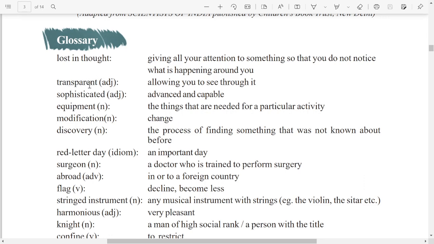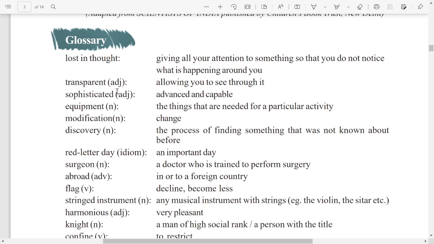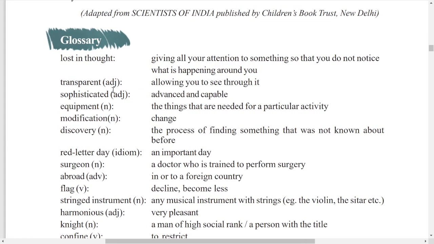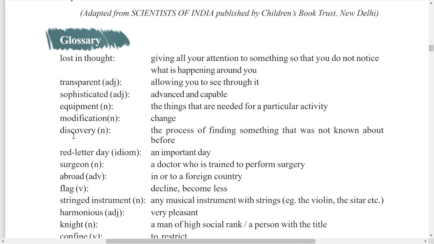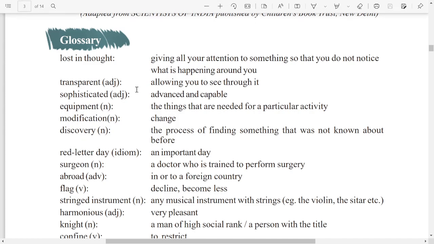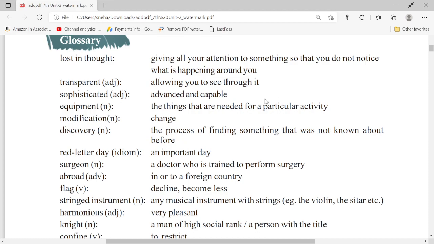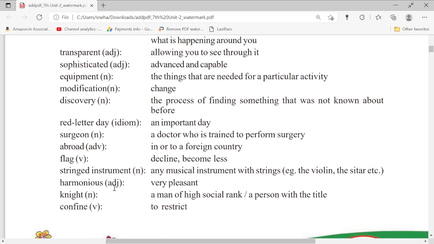One is transparent. Okay, note this: transparent means one which is visible, like which you can see through. Next one, equipment. Okay, modification, discovery. Make a note of this word discovery. Next one, red letter day is another important one. Red letter day is used as an idiom. Okay, so next one, flag is to decline. That means to kind of stop or become less. Next one, harmonious. That is one more. Confine is to restrict. Confine is to restrict to one particular place without moving further, kind of meaning.